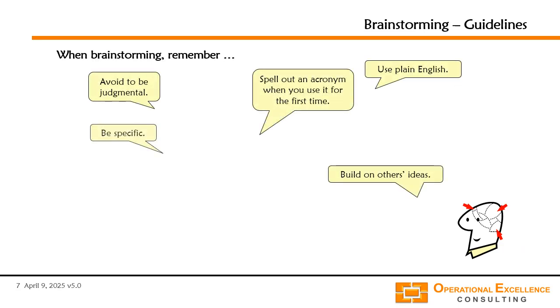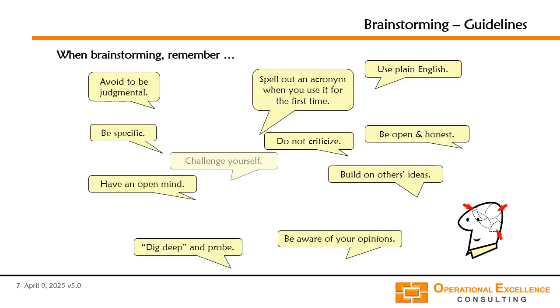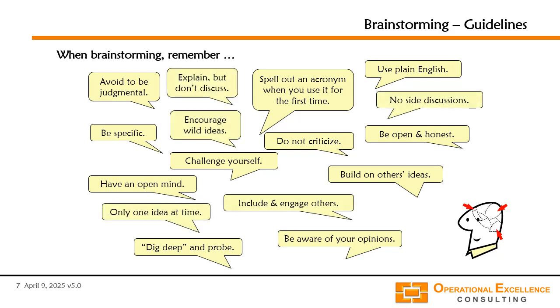If you have team members who have not participated in a brainstorming session before, it may be a good idea to implement some basic guidelines or rules for the session. Here you can see some guidelines organizations are using. I will not discuss them all, but only mention a few. Team members need to avoid judging or criticizing others. We want to be open and honest, but also respectful and encouraging. Team members should provide specific examples, but also allow for wild ideas. We need to keep an open mind and be aware of our opinions. Let us build on each other's ideas and include and engage others.